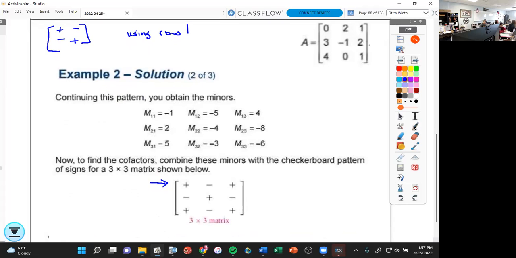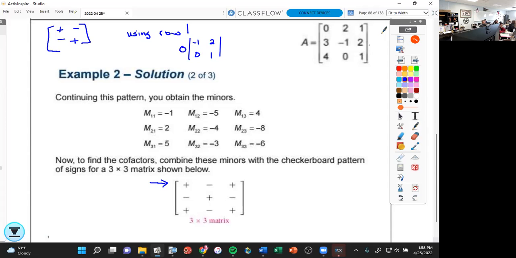Going across row 1, the 0, I'm going to keep the sign of the 0. That's what the plus means. Plus means keep the sign. So I'm going to have 0, and if we cover that up, times the determinant of -1, 2, 0, 1. Are you okay with that? Cover up the 0, see what's left. I want the determinant of what's left.